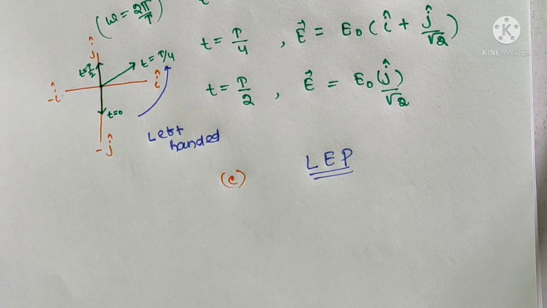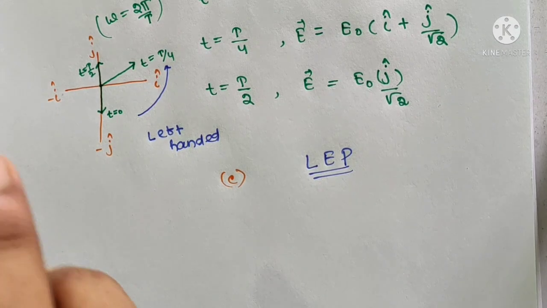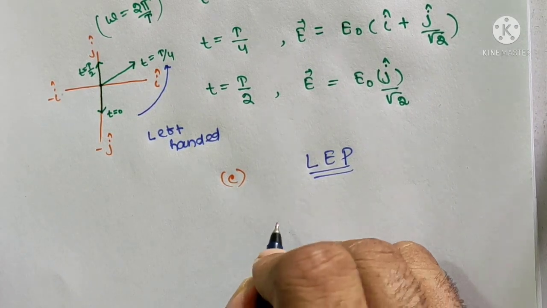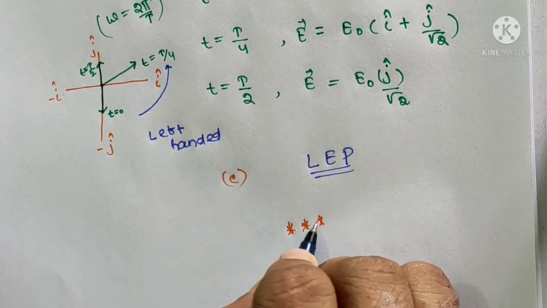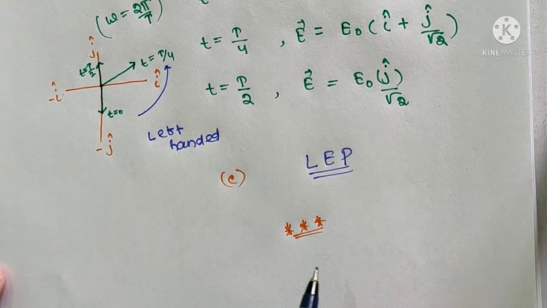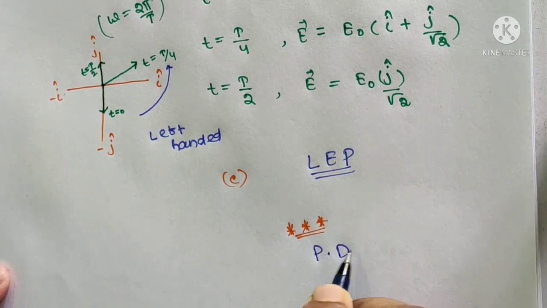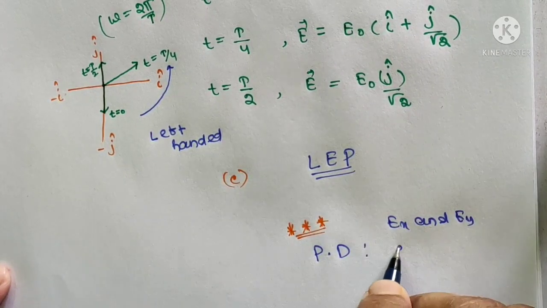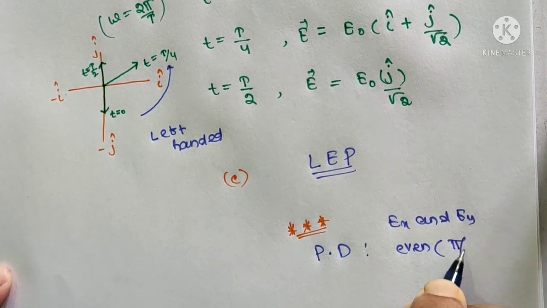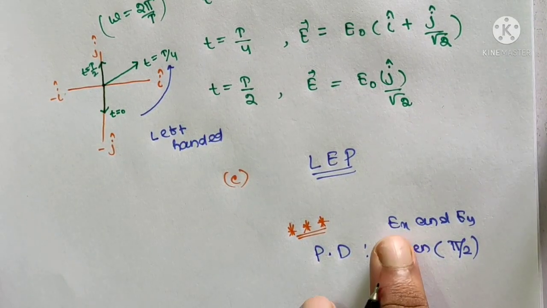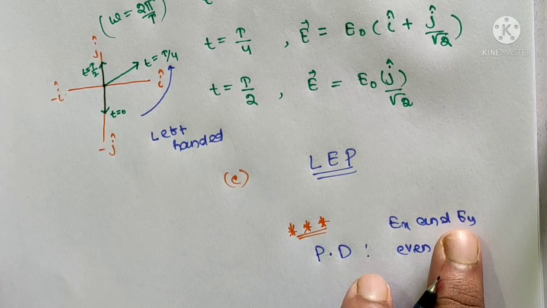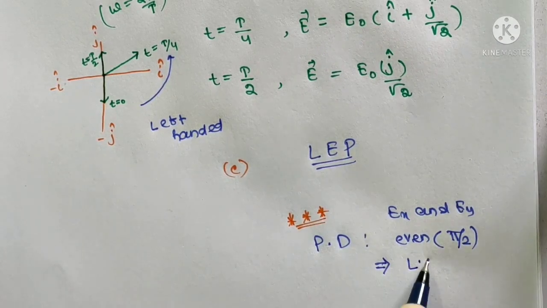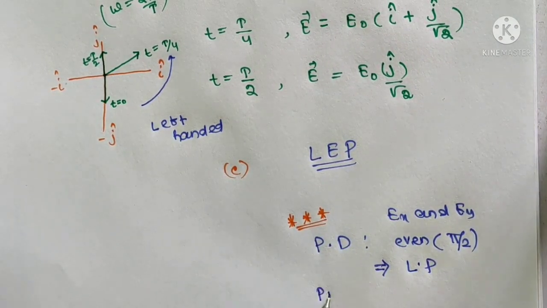Look, as we defined in the first line, if the phase difference between the x and y components is pi by 4, then that is elliptically polarized light. So remember what the phase difference condition should be. If the phase difference between E x and E y is an even multiple of pi by 2, then the given electric field vector will be linearly polarized light.